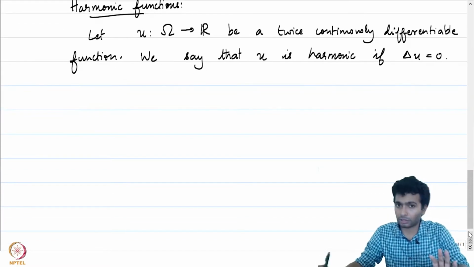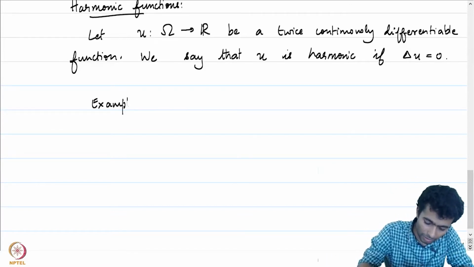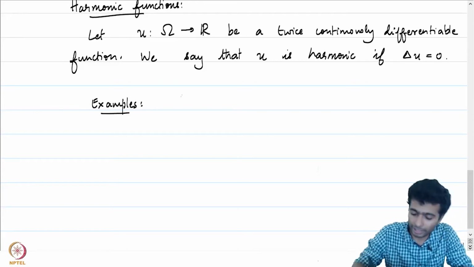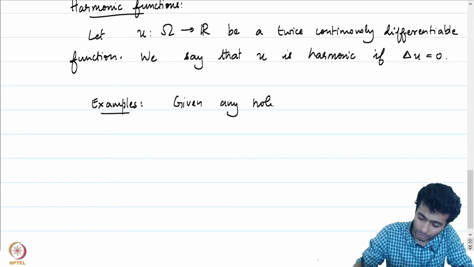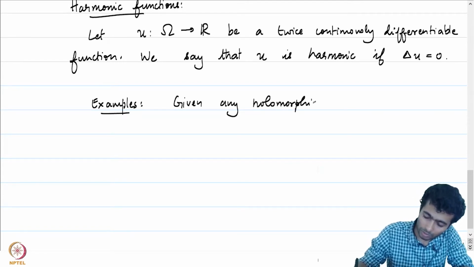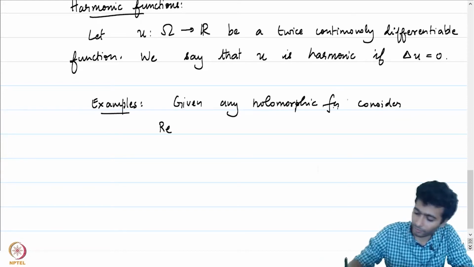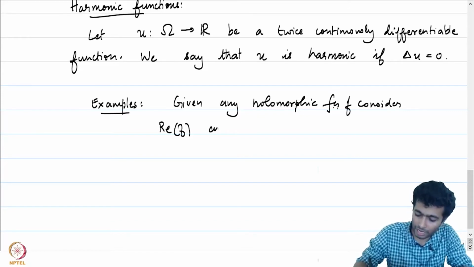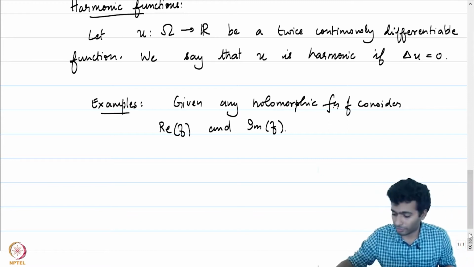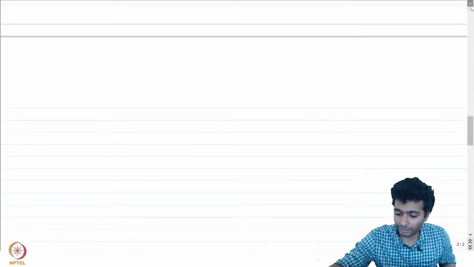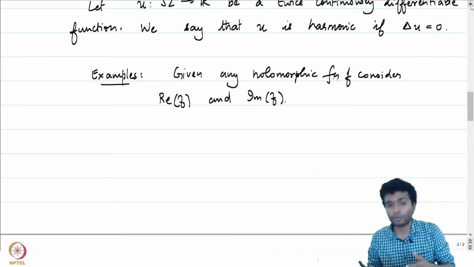Now, the converse is not necessarily true. So, examples of harmonic functions are not new. Let me just say that given any holomorphic function f, consider Re of f and Im of f. All these are examples of harmonic functions. Let's look at one example when a harmonic function is not holomorphic.